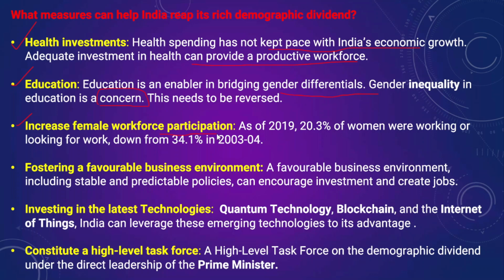For that, we need to focus on education, upskilling, reskilling, and skilling of existing populations. In Jammu and Kashmir, there were attempts to skill the women populations, which helps in increasing female workforce participation. Apart from this, we can also use women role models, particularly business leaders, to help increase it. As of 2019, just 20.3% of women were working or looking for work, down from 34.1% in 2003-2004.